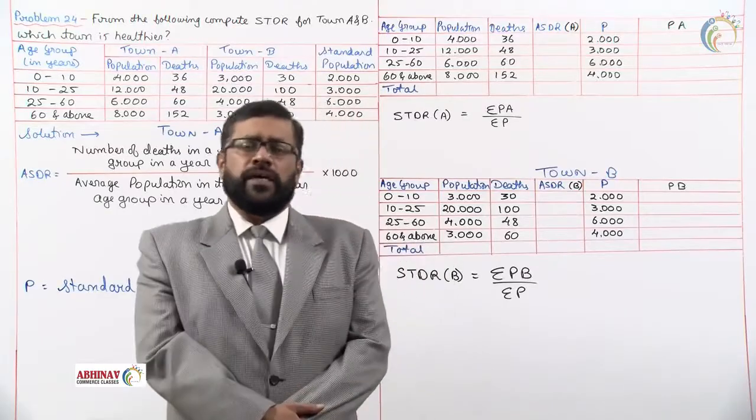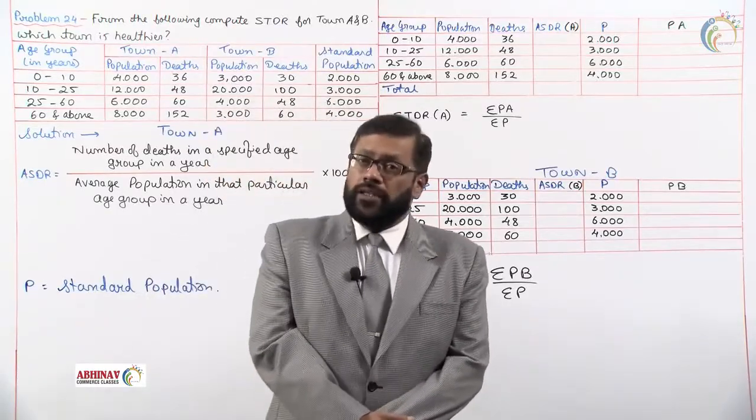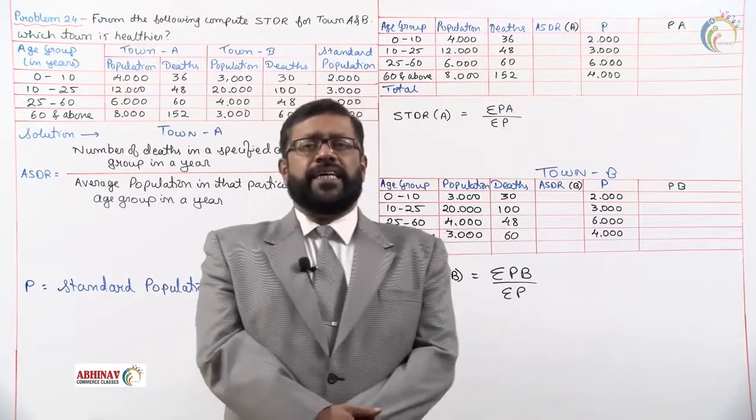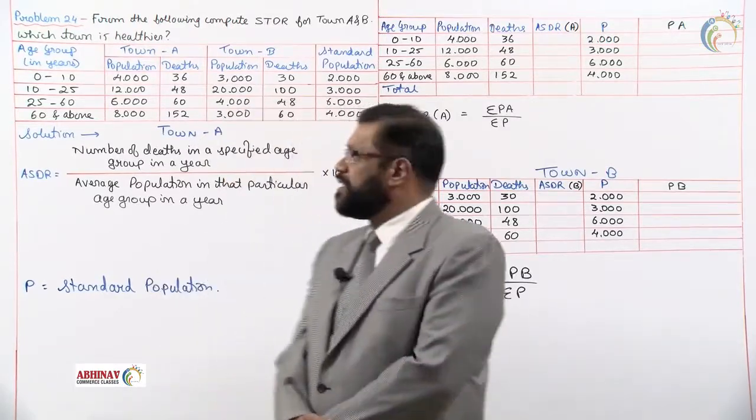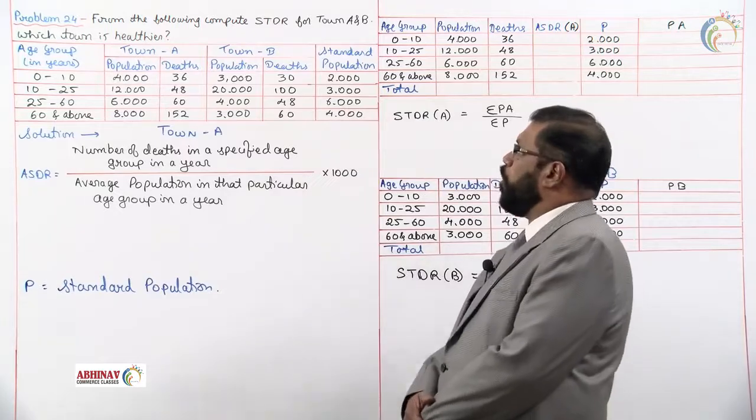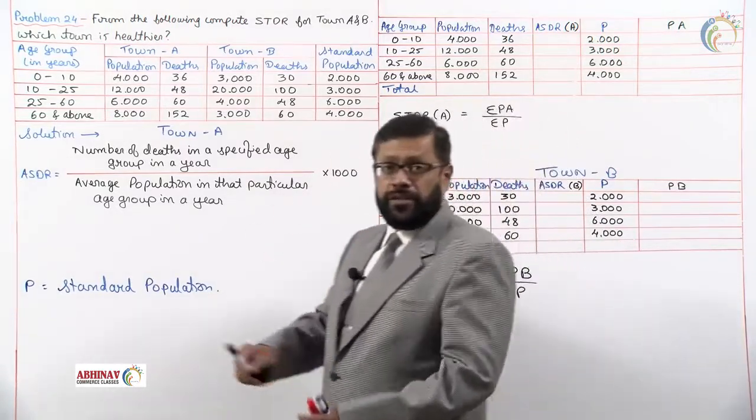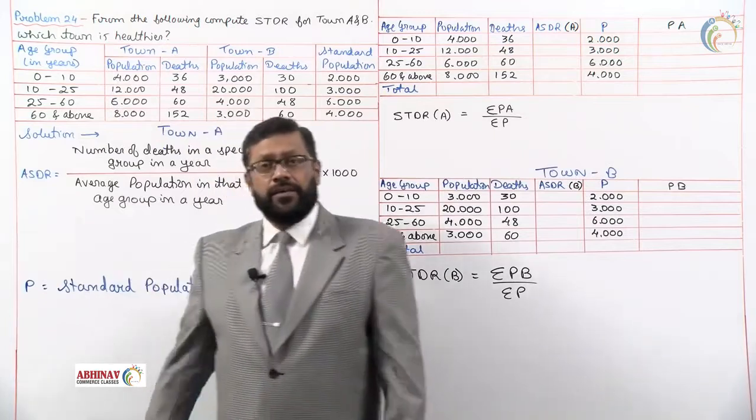In the last session, we completed problem 23 on ASDR. In this session, we shall take problem 24 on STDR, standardized death rate. Let's see what the problem says. From the following, we need to compute STDR for towns A and B, and mention which town is healthier.